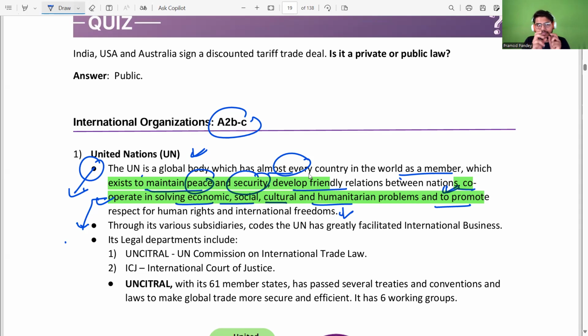Okay, so you have to focus on the words, the keywords, and what is written over there. Focusing on the words is essential and important for your law paper.